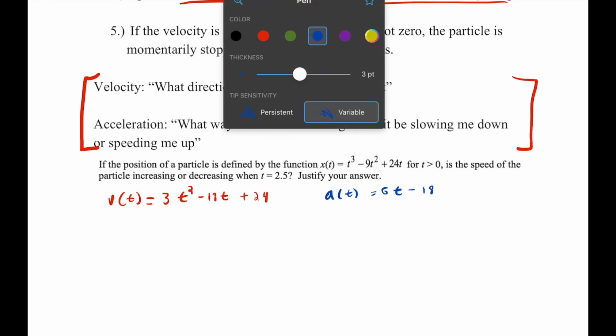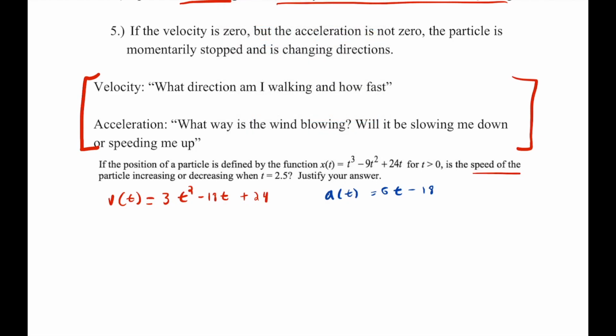So acceleration will be 6t minus 18. And I want to know, when is speed increasing or decreasing? So I need to know both velocity and acceleration. If they're in the same direction, speeding up. Opposite direction, slowing down. So I could just plug in 2.5, but sometimes you'll be asked for intervals of increasing or decreasing. So I want to show you that here.